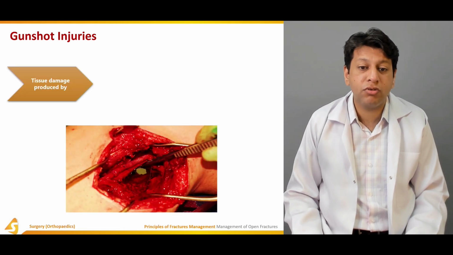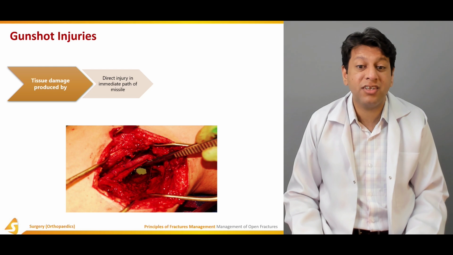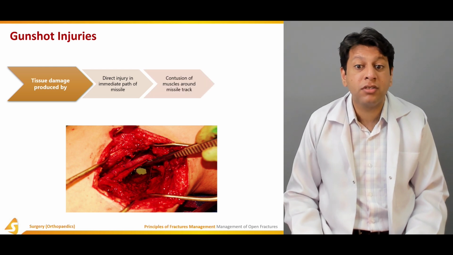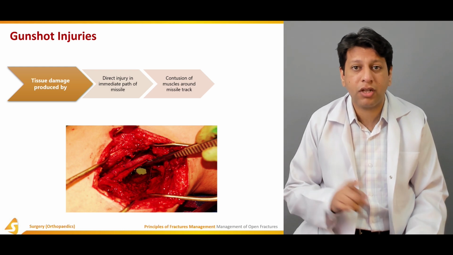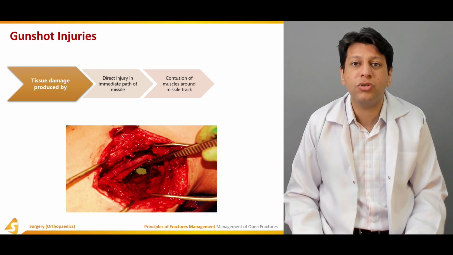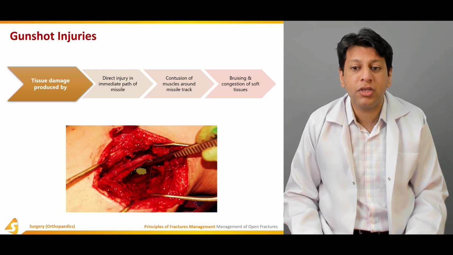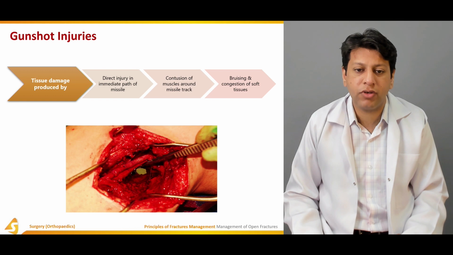The tissue damage is preceded by direct injury to the immediate part of the muscle. This could be contusion of the muscle around the muscle tract. There is a rotation effect such that it leads to problems. And there is bruising and congestion of the soft tissue as well when the missile penetrates the soft tissue.